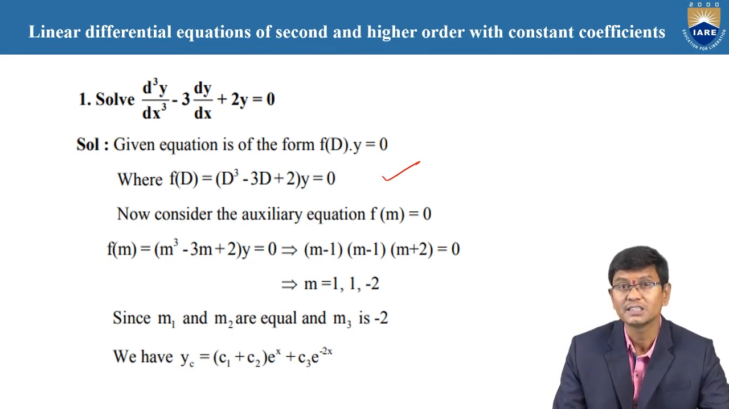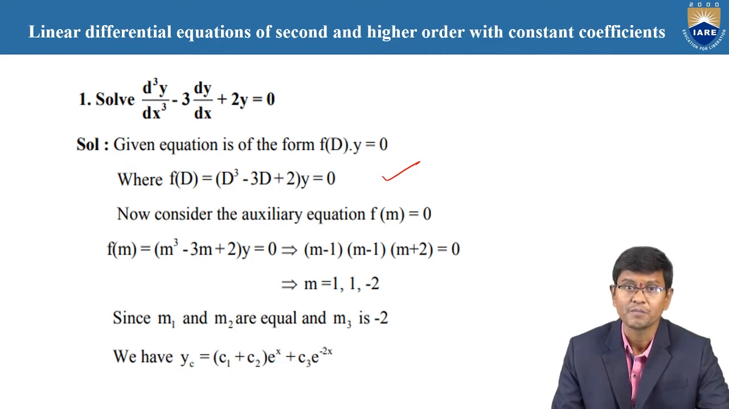Therefore, using this operator form, now we need to reduce it to the auxiliary equation. The auxiliary equation is obtained by replacing capital D with small m. Therefore f(m) = m^3 - 3m + 2 = 0. That means the order of the differential equation is 3, so while solving this equation you obtain 3 roots.